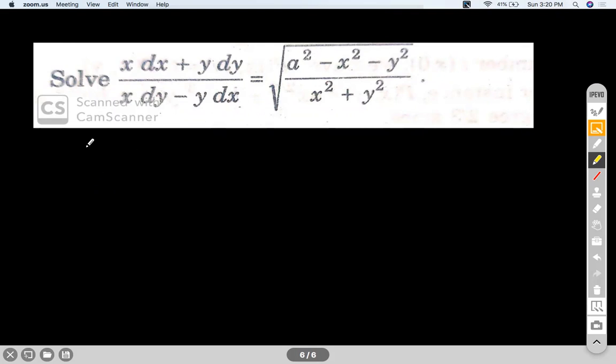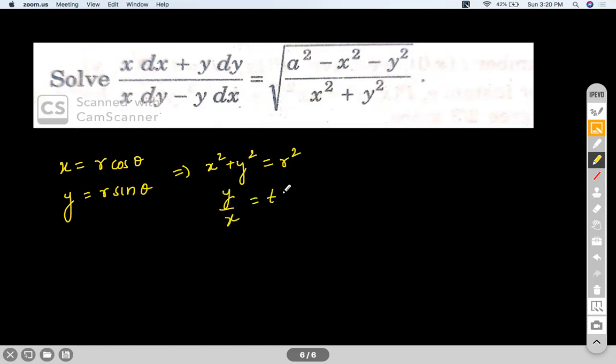Now here, basically we are going to solve this question by using a substitution which is called the polar coordinate substitution. So we all know that in terms of polar coordinates, we can write x as r cos theta and y as r sin theta. That means we all know that x square plus y square is actually equal to r square, right? And y by x is actually tan of theta. Okay, so you are going to make use of this substitution in order to solve this differential equation.